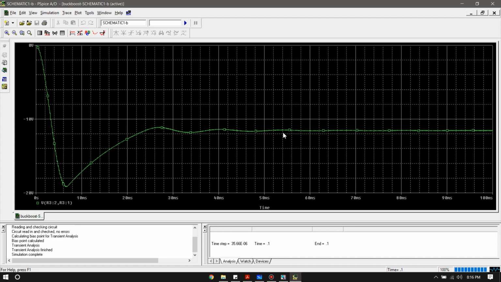And yeah, the output is around minus 12 volts. So remember, it will be minus this time, right? Because it's an inverting converter. So we have minus 12 volt at the output.